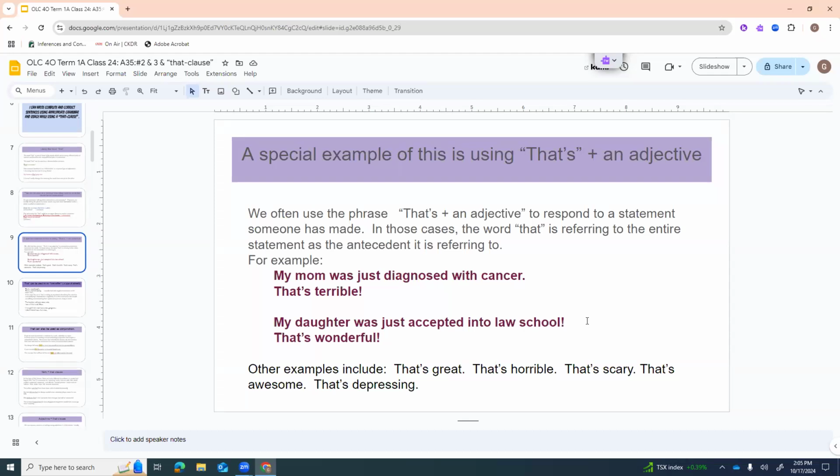Or, "My daughter was just accepted into law school." "That's wonderful." That is referring back to the entire sentence, my daughter was just accepted into law school. So remember, pronouns never stand on themselves. They are always referring back or pointing back to another noun, or in this case, a noun clause. So you might hear other phrases like, that's great, that's horrible, that's scary, that's awesome, that's depressing. You would never hear that on its own. You would always hear it referring back to something else that someone had said or told them about, right?